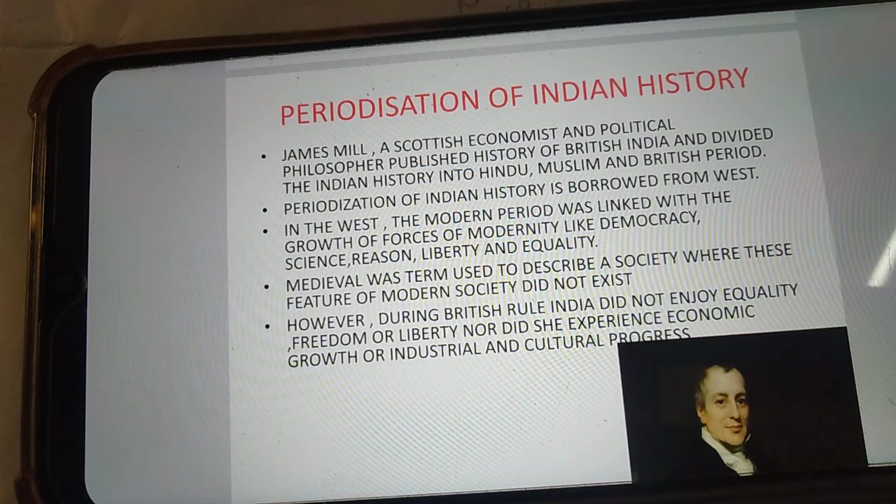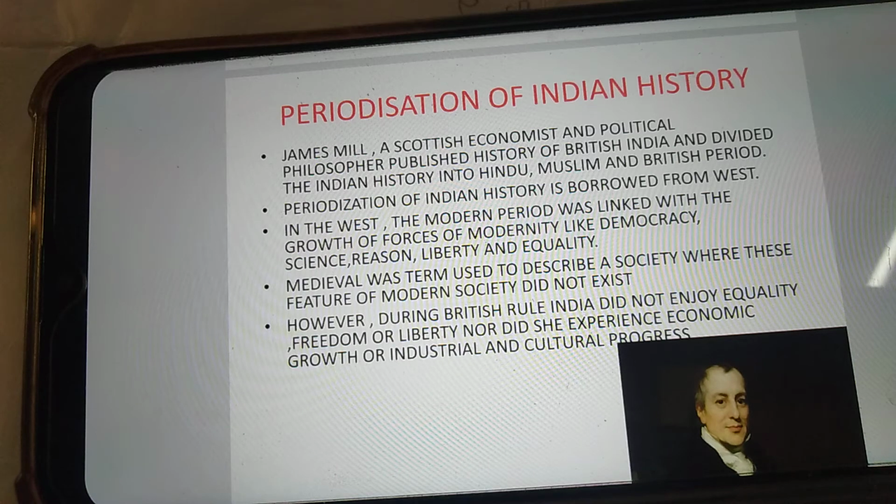Periodization of Indian history. James Mill, a Scottish economist and political philosopher, published the History of British India and divided Indian history into Hindu, Muslim, and British period. Periodization of Indian history is borrowed from the West.